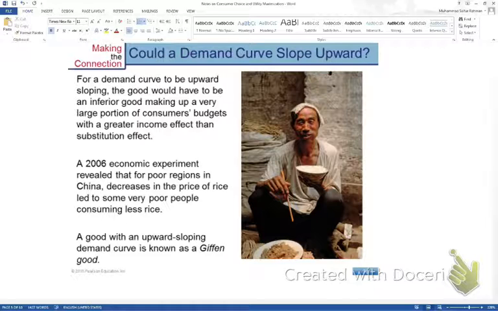So obviously in a country where rice is a very large component of your nutrition, like China, you can actually have a Giffen good syndrome, meaning that the demand curve could be upward sloping.